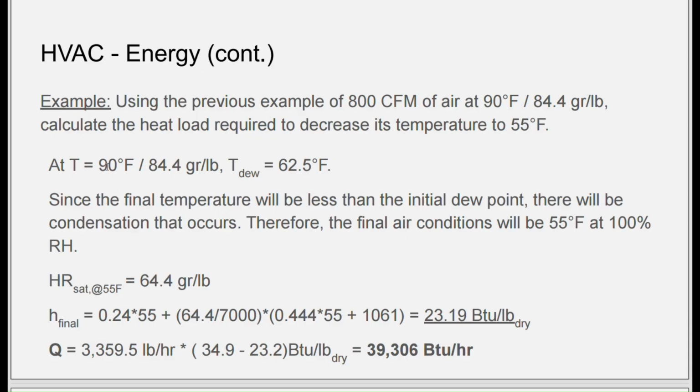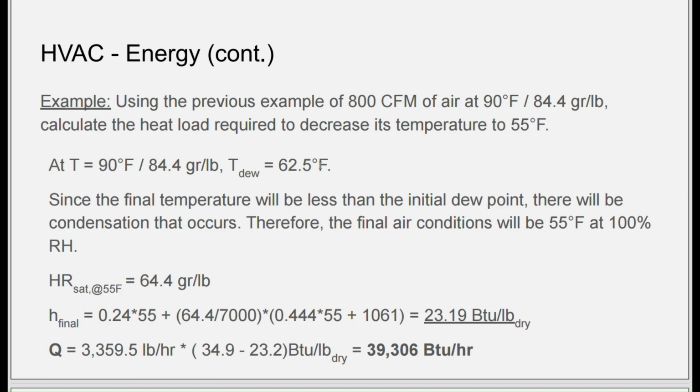We know that at 90 F, 84.4 grains per pound, our dew point is 62.5. We could do that the long way, looking at saturated vapor pressure as a function of temperature and all that, but we're just going to assume we plugged this into our macro, which is what I did. So the final temperature of 55 is less than this.